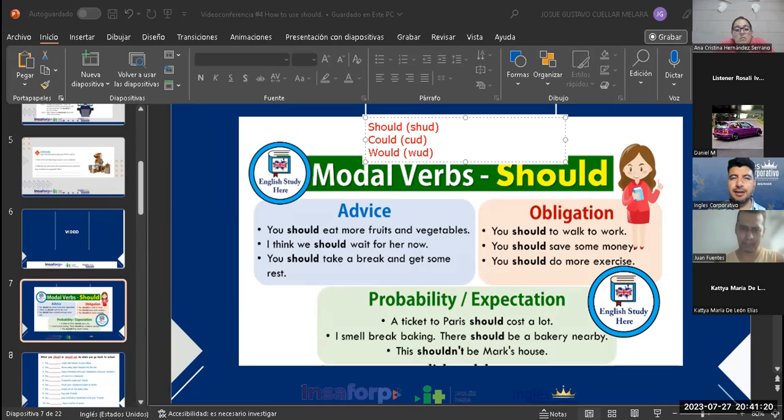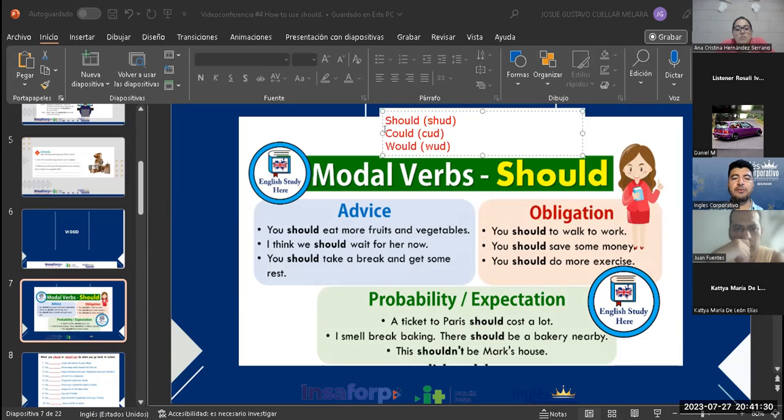Those are silent letters, son letras silenciosas. We don't pronounce them, but we just say should, could, would. But in this case, we're going to focus just on should, okay? So let's read part of these modal verbs.